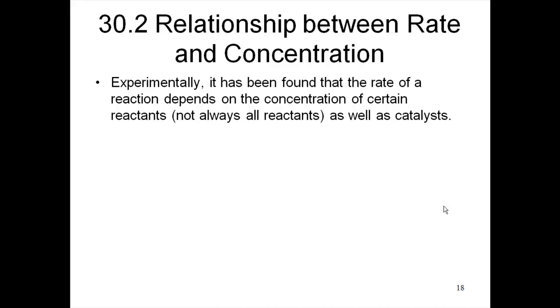If you design an experiment well enough, you can determine how the concentration of one reactant is changing the rate of the reaction. So you hold some species constant while you change another one and see what happens to the rate, and that tells you how rate is being affected by that particular reactant.